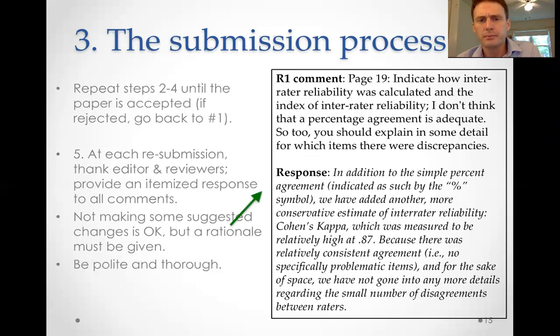So here's an example. Comment from reviewer 1. They wrote on page 19, indicate how inter-rater reliability was calculated and the index of inter-rater reliability. I don't think that a percentage agreement is adequate. So too, you should explain in some detail for which items there were discrepancies. Then my response to that comment. In addition to the simple percentage agreement indicated as such by the percentage symbol, we have added another more conservative estimate of inter-rater reliability, Cohen's kappa, which was measured to be relatively high at 0.87.